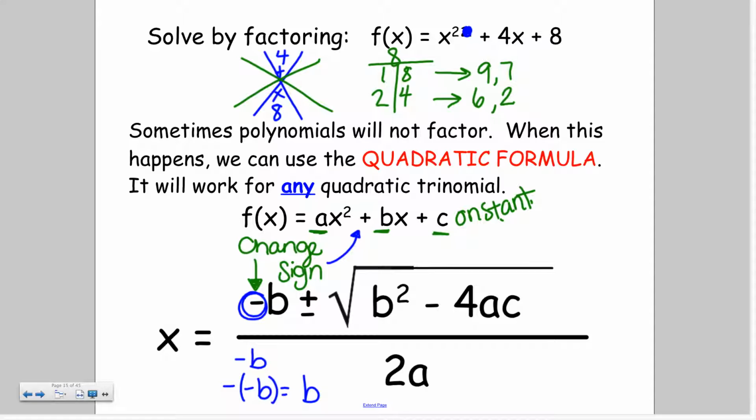Now, when you use the quadratic formula, you can see I have a plus and a minus right here. That's going to let me know that I need to get 2 answers. I'm going to add b to everything that's over here, and I'm going to subtract b to everything that's over there into the square root. So that is the 2 steps that I'm doing with that.